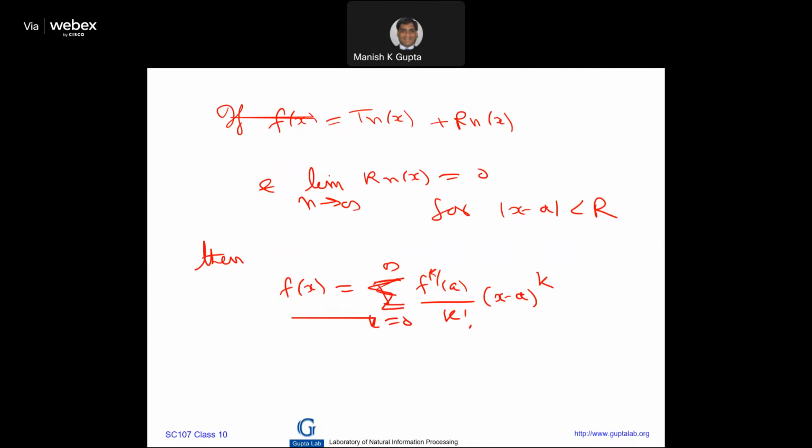In case of sin x, cos x, e raised to power x, what is the value? R is infinity. In case of 1 over 1 minus x, if you expand, what is the value? 1 over 1 minus x is 1 plus x plus x square plus x cube plus x power 4, dot dot dot up to infinity. What is the value?